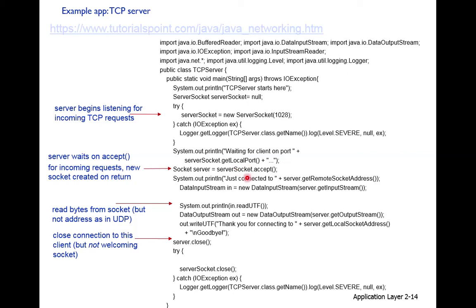When the connection arrives, it is accepted, and when it is accepted, a new socket is created for the client, and let's suppose the socket name is server. After this we can get the data from the client. When the data has arrived, that data can be displayed, and then the server can also send data by using a data output stream.